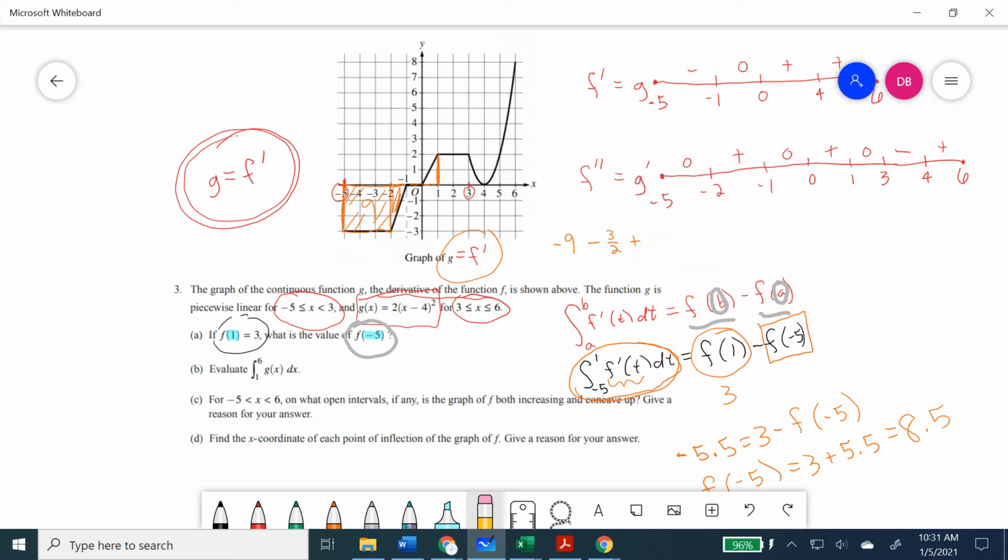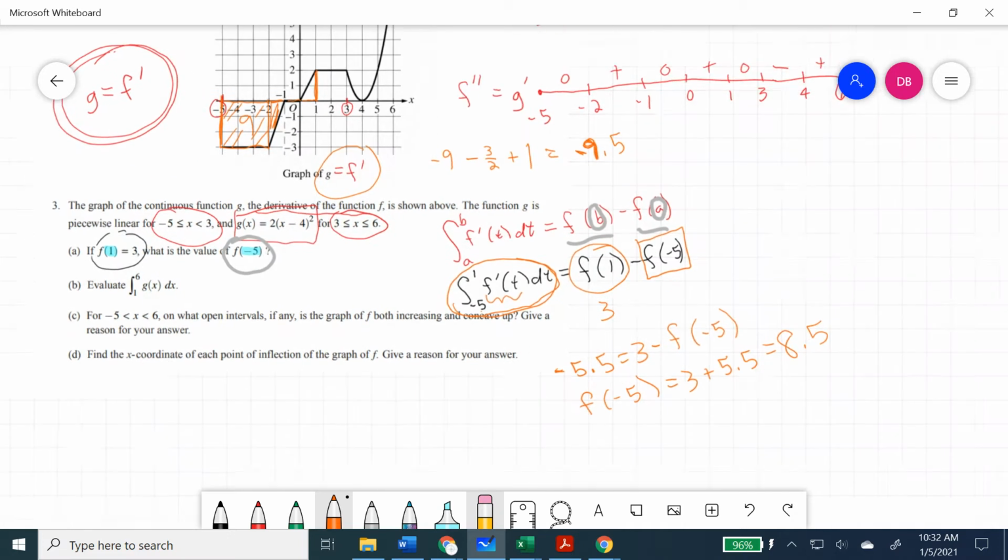Oh, hey, what incorrectly? No, we all make mistakes. So really, it's negative 7.5. Is that correct? Negative 9.5. Now you can tell your parents, my math teacher can't add. Oopsies.